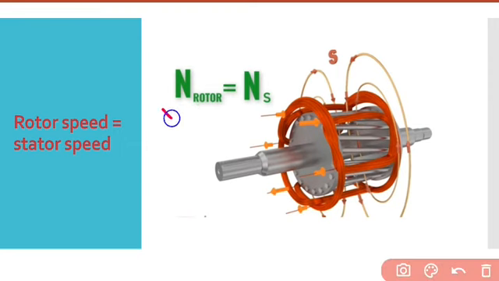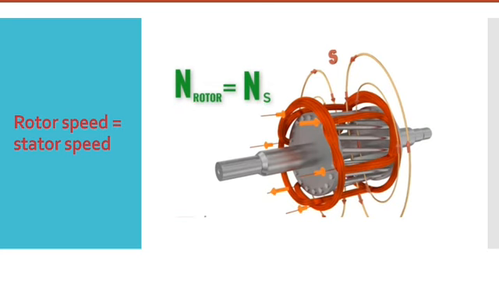This is the rotor speed and this is the synchronous speed. Due to the fact that both are rotating at the same speed, the magnetic field never cuts the loop. So there is no induced EMF and current. I will explain once again.